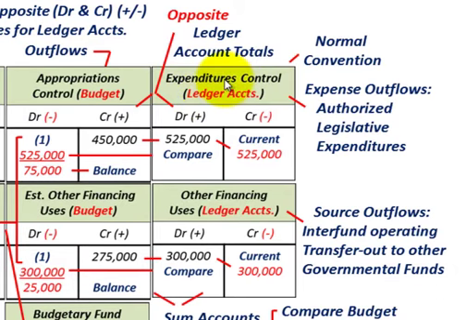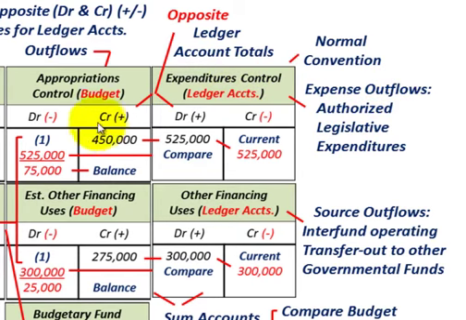Let's first look at this expenditures control. That would be the expense outflows, anything authorized here, any authorized legislative expenditures by the government body. They have to be authorized, those expenditures. So that would be our expense outflows.